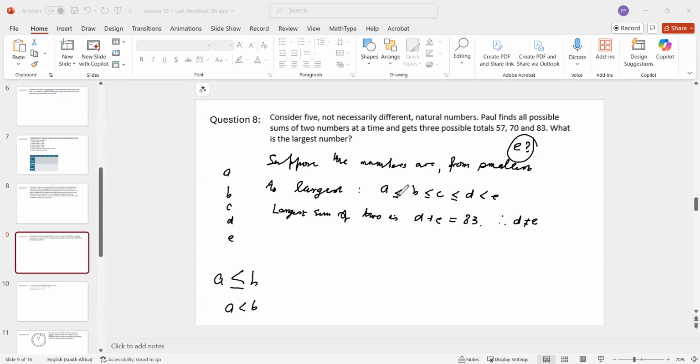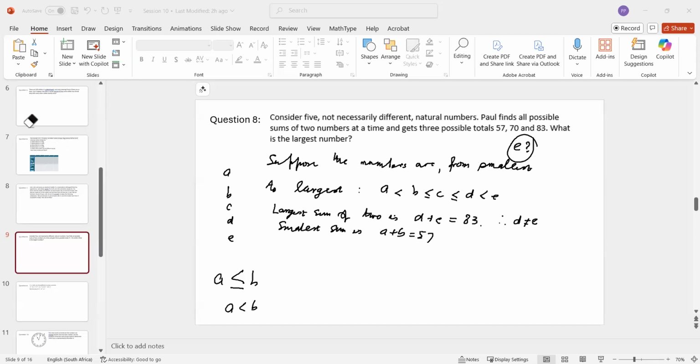Now let's have a look at A and B. Again, for the same reason, the smallest sum is A plus B. That's the smallest sum, right? And that is equal to 57. So for exactly the same argument, you can't have A equal to B, because then A plus B will be even. So I can't have A equal to B even here. So I can remove that.